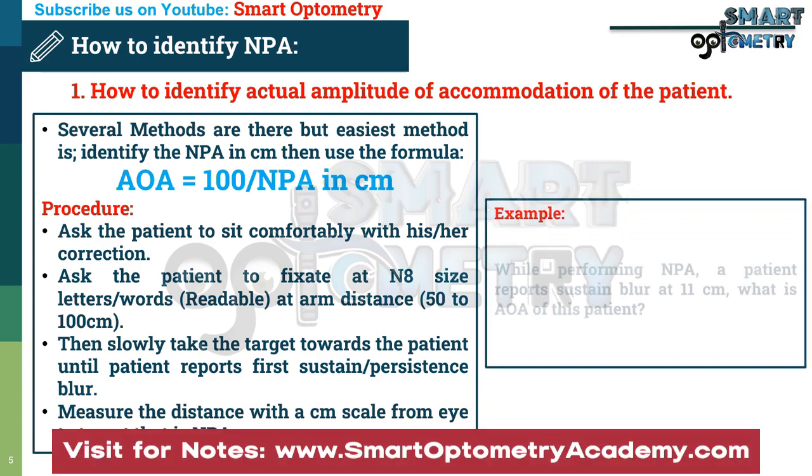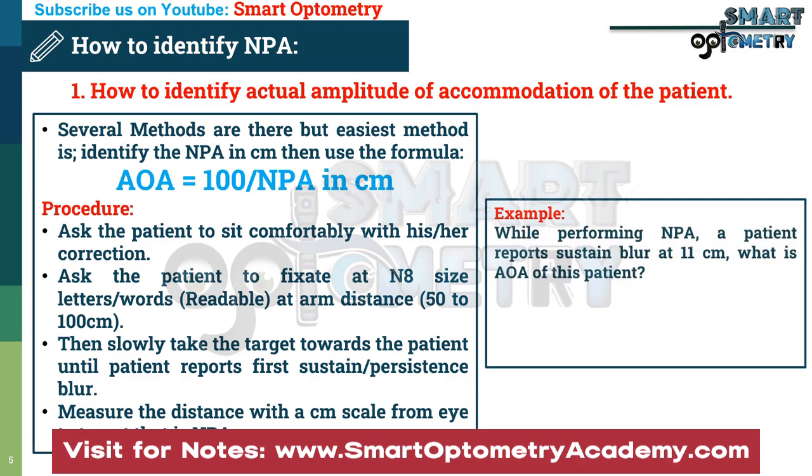Let's see an example. While performing the near point of accommodation procedure, a patient reports sustained blur at 11 cm. What is the amplitude of accommodation of this patient? According to the formula, amplitude of accommodation equals 100 divided by near point of accommodation in centimeter, or amplitude of accommodation equals 100 divided by 11, or amplitude of accommodation is 9.09 or 9 diopter.